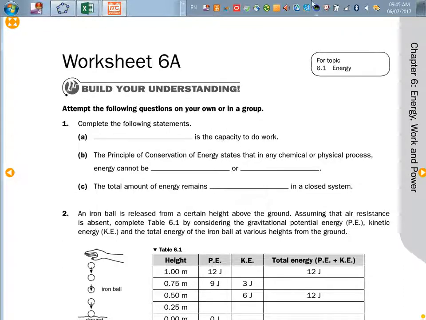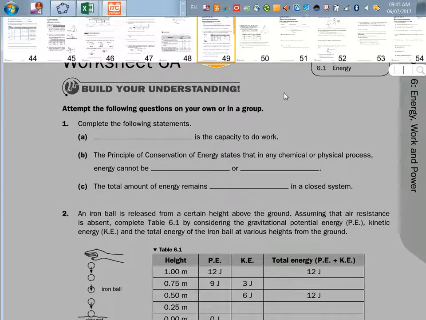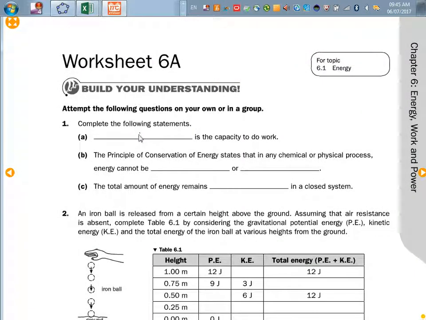Okay, come, first one. What is the answer for the first one? Energy. Energy is the capacity to do work. This is our definition. We need to memorize it. And then I also told you the principle of conservation of energy. You must memorize it also. Most likely it will be tested. Energy cannot be created, cannot be destroyed. Total energy remains the same. Okay, it's a constant. What else is there for our principle of conservation of energy?